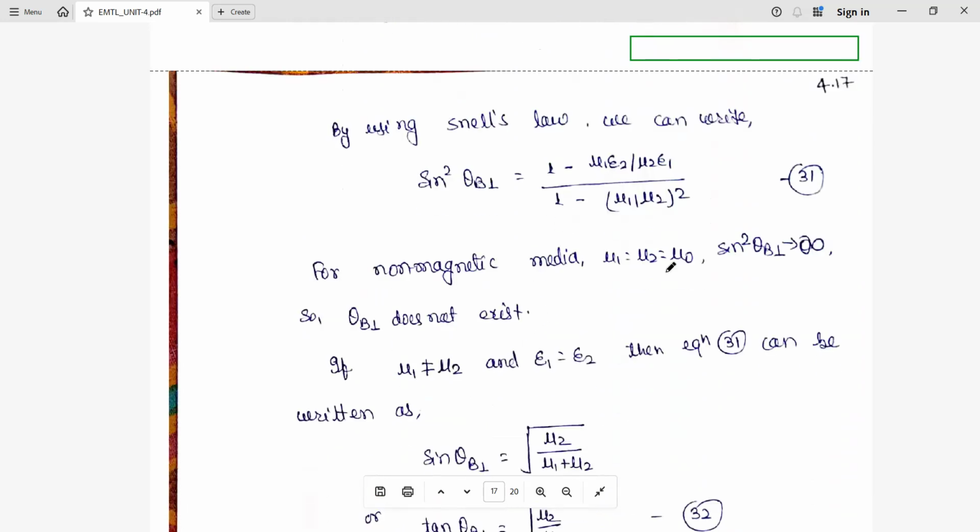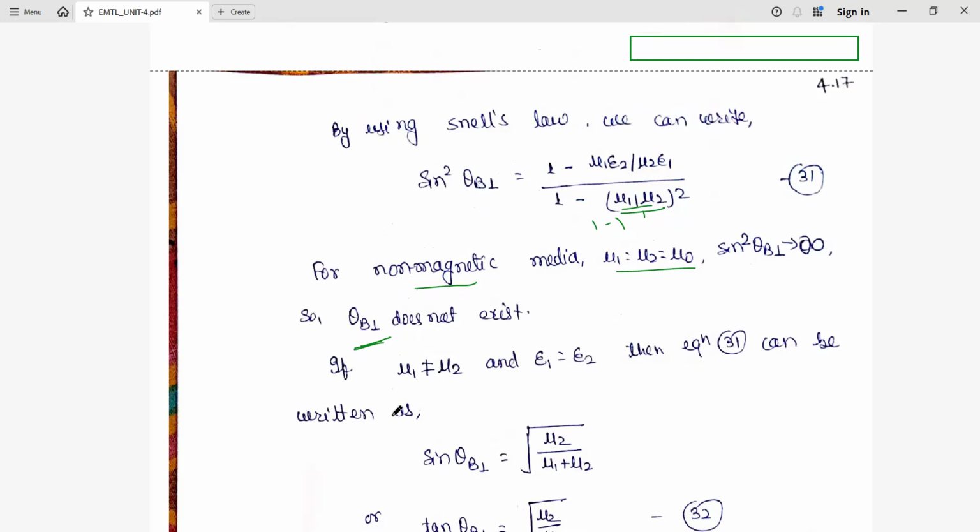Now we'll consider non-magnetic media, so mu1 and mu2 equal mu naught. Here, this value will become 1, so 1 minus 1 is 0, and that is why sine square theta is going to be infinity. This is not possible, since we know that the sine value is between 0 and 1 only. So the Brewster angle is not going to exist in the case of perpendicular polarization when we consider non-magnetic media.